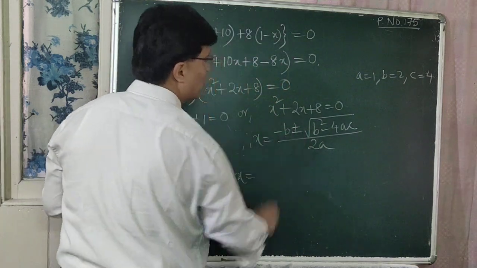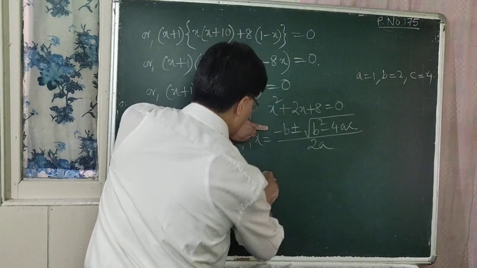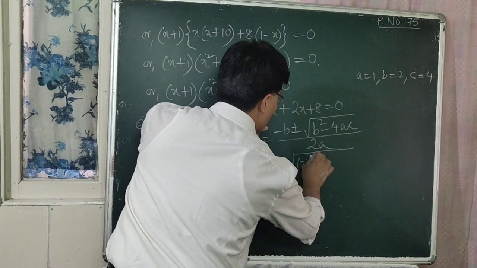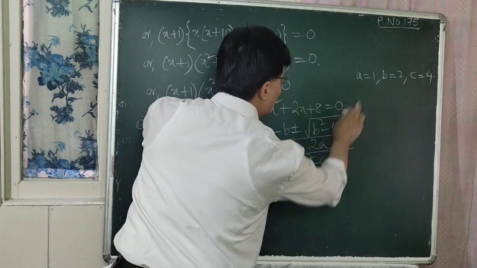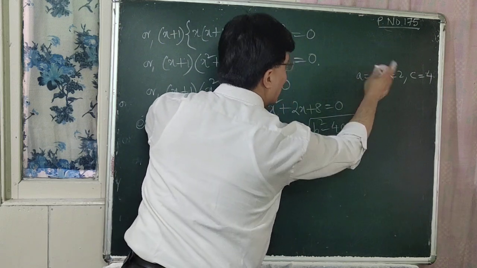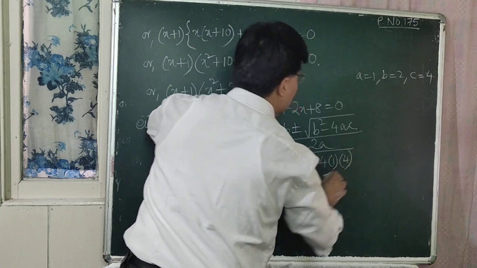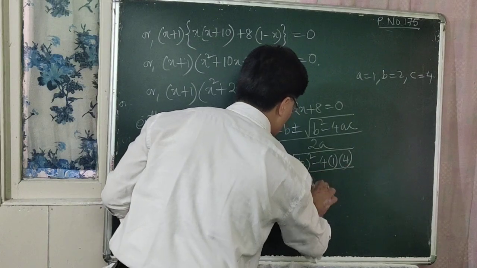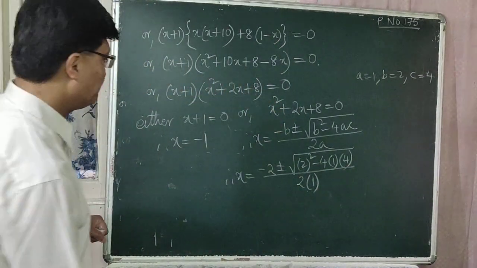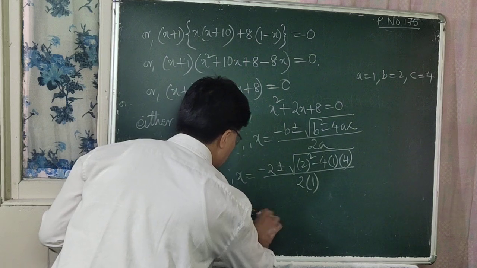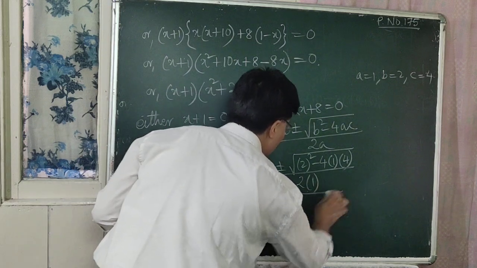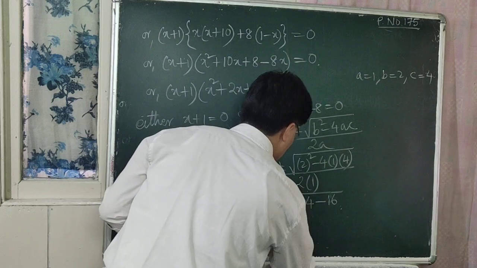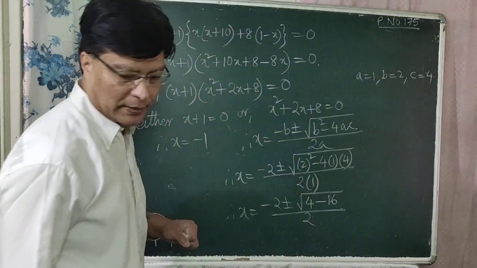Therefore x is equal to minus b. What is minus b? Minus b value is minus 2, plus minus root over what is b whole square? It is 2 whole square minus 4 into what is a? 1, and what is c? 4, right? 4 into 1 into 4, whole divided by twice a, that is 2 into 1, right? So therefore x is equal to minus 2 plus minus root over, how much is it? This is 2 twos are 4 minus 16, whole divided by 2, right?